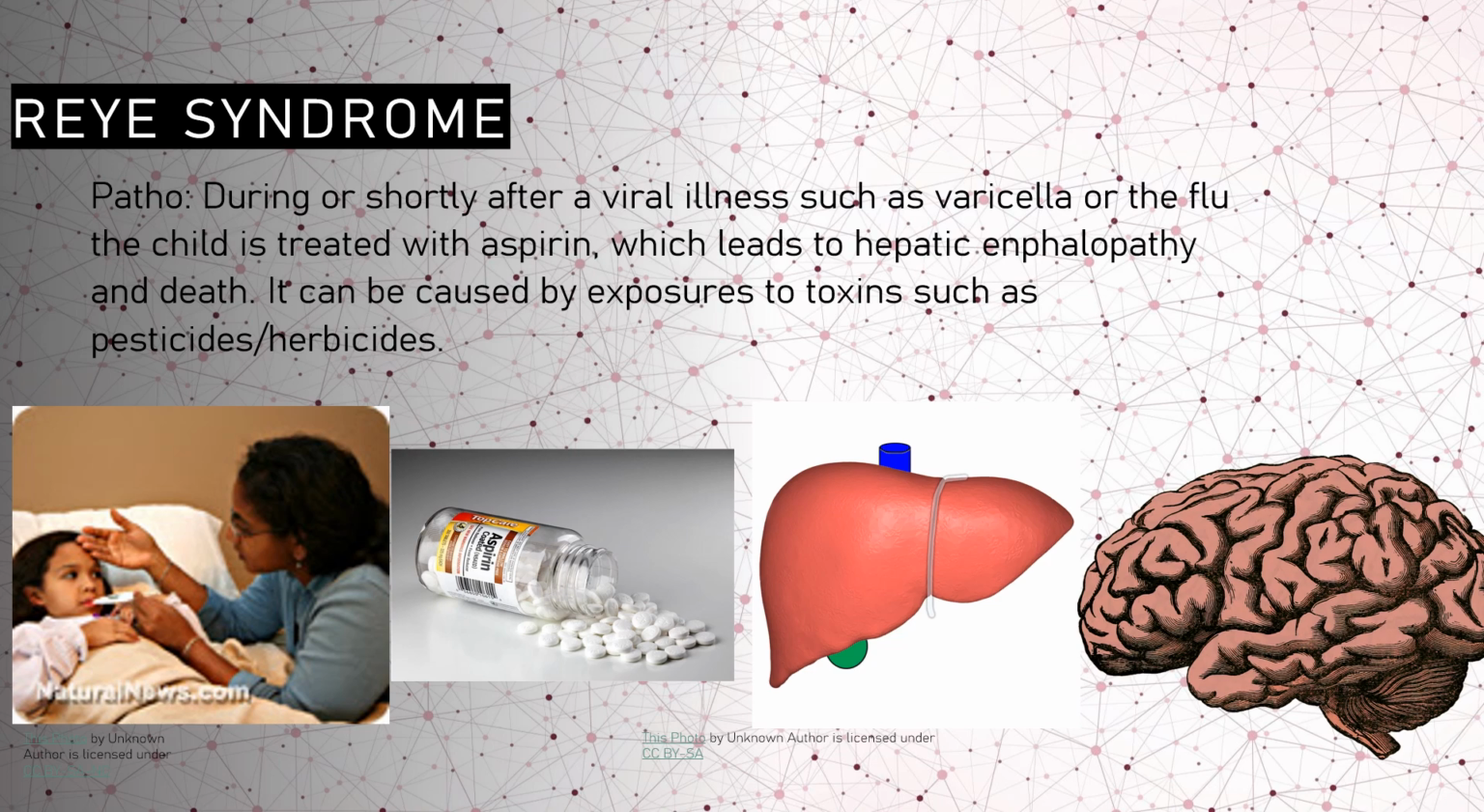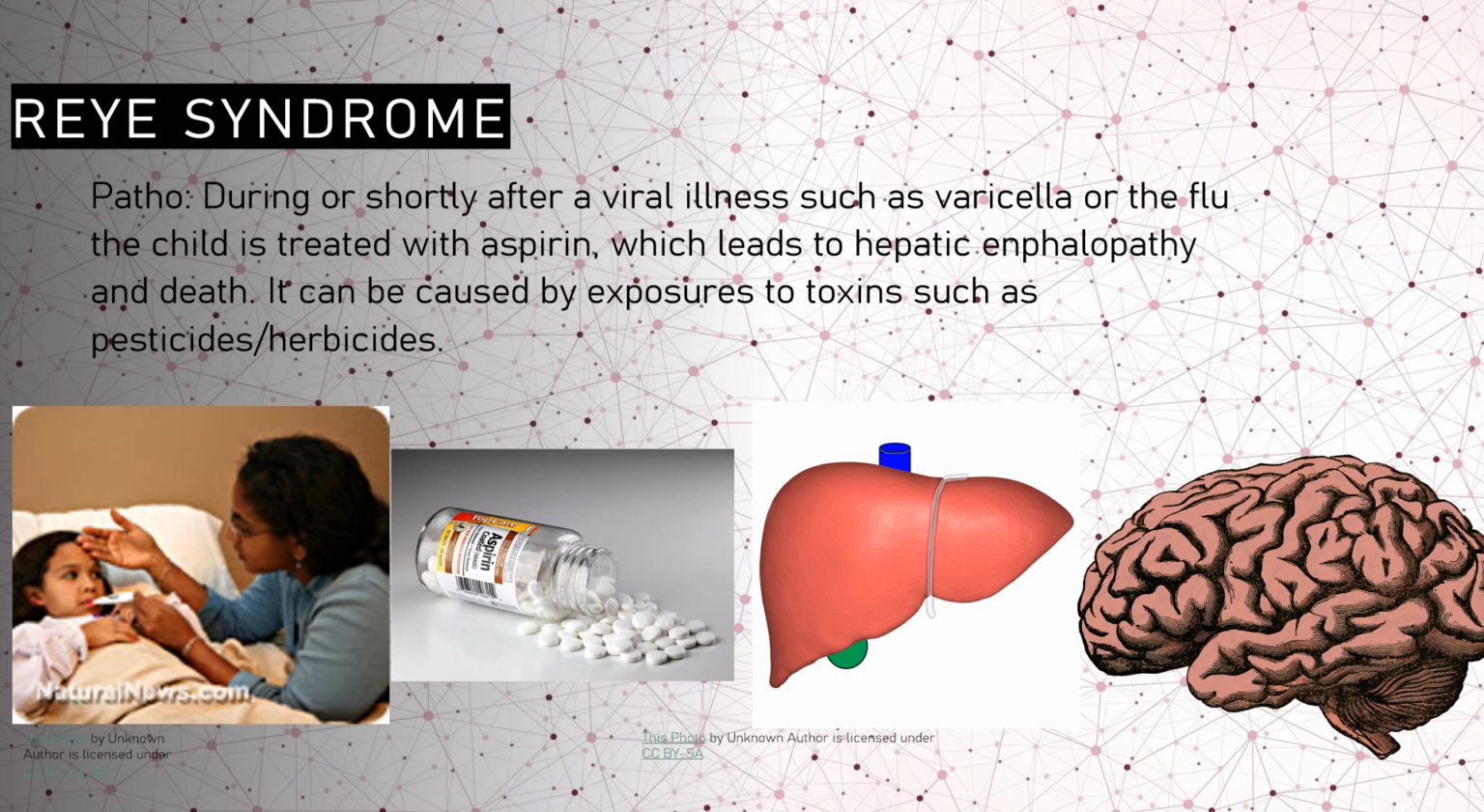So, Reye syndrome, the pathophysiology basically is that a child has a viral illness like varicella or the flu. Actually, they found that in close to 80% of cases, it was varicella, influenza A, influenza B. Those were the biggies. So during or shortly after this, while they are sick or shortly after, they're treated with aspirin.